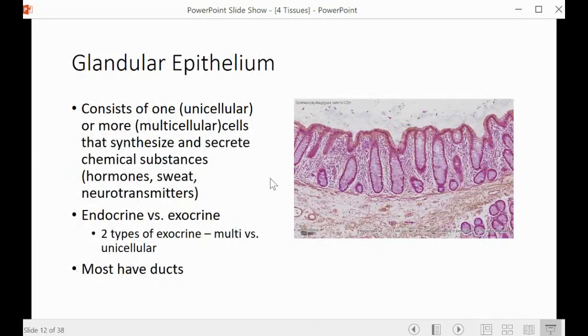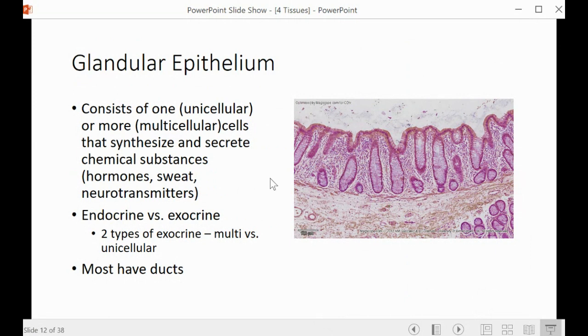This is glandular epithelium, and that means it's going to have a gland, and it can consist of one cell, meaning unicellular, or more than one, multicellular. Their job is to synthesize, or make, and then secrete a chemical substance. This could be hormones, sweat, neurotransmitters. Okay? And there's two different types: endocrine and exocrine.